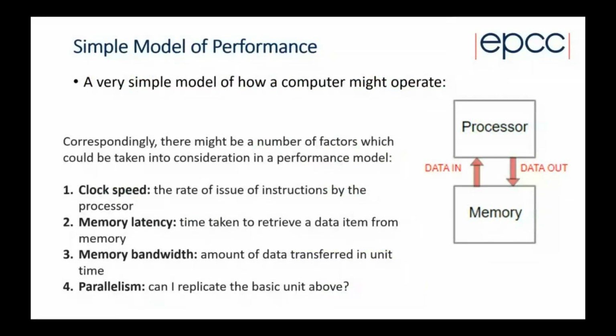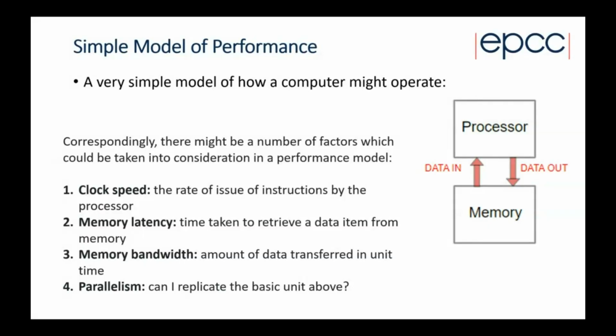Okay, so to baseline this, we need to start off with a very simple model of performance. If we don't start here, we won't really have a good understanding of what drives the design decisions in modern processors, and then we won't really be able to effectively compare and contrast a GPU to a CPU. So a very simple view of how a computer might operate is you'd have a processor and some memory, and really there's some data movement between memory and the processor.